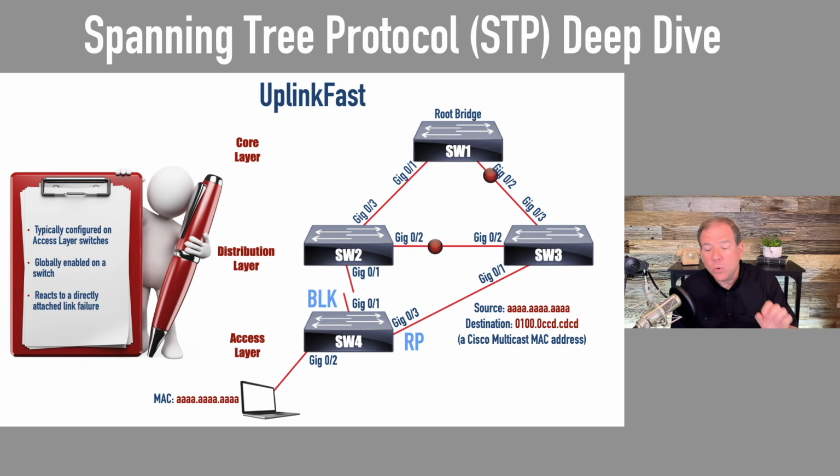And notice who the source address was. It was the all A's MAC address. So switch 3 just learned that the all A's MAC address now comes in through gig 0/1. Switch 2 just learned that to get to the all A's MAC address, it needs to go over to switch 3. Switch 1 just learned that to get to the all A's MAC address, it needs to go down to switch 3. So because we had that direct link failure, almost immediately, switch 4 starts firing out those dummy multicast frames to educate the topology where those MAC addresses really live. That's for a direct link failure.